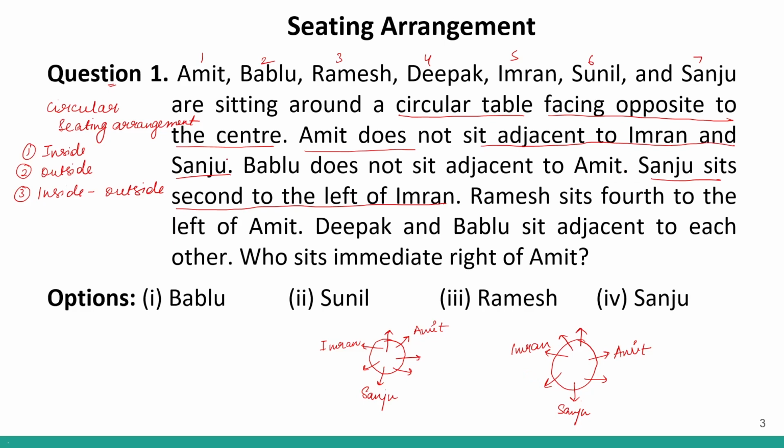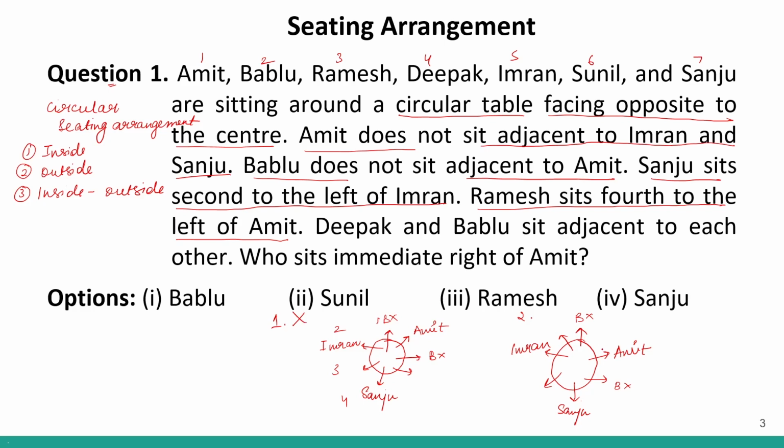Now I can use this information that Bablu does not sit adjacent to Amit. So Bablu cannot sit over here and Bablu cannot sit over here. Similarly, Bablu cannot sit over here and Bablu cannot sit over here. Okay. Moving forward. It is given to us that Ramesh sits fourth to the left of Amit. So Amit is over here, possibility number 1 and possibility number 2. Amit is over here. Ramesh sits fourth to the left. So 1, 2, 3, 4. In this particular situation, in the first situation, fourth to the left will be 1, 2, 3, 4. But over here we already have Sanju. So this is not possible. Correct?